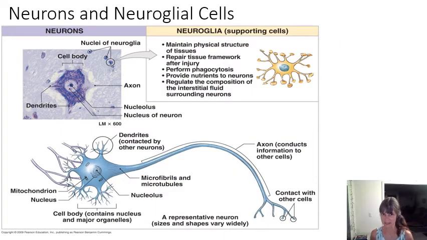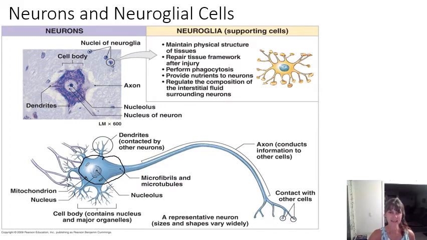This takes us to nervous tissue. Nervous tissue includes neurons and neuroglial cells. Neurons are the cells that are most commonly associated with nerve impulse conduction. Neuroglial cells are the supporting cells that support neuron function. When we look at neurons, we see that they have a cell body which contains the nucleus and other major organelles. The cell body of the neuron is often referred to as soma.